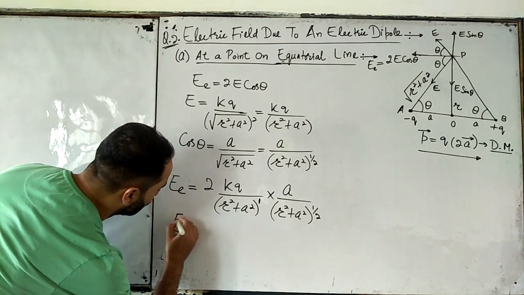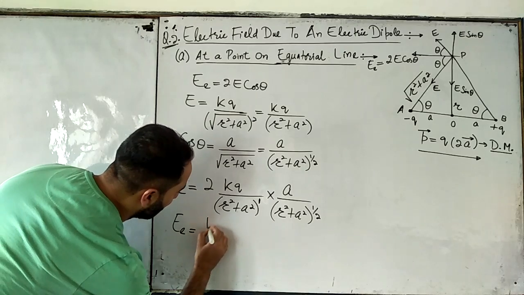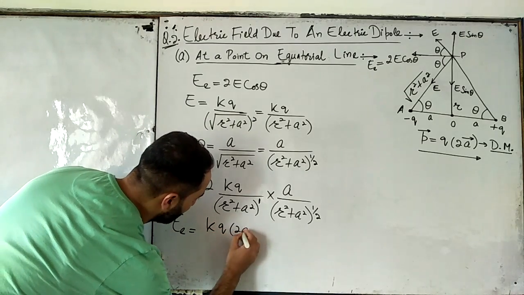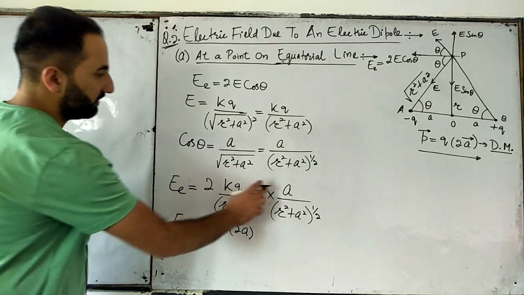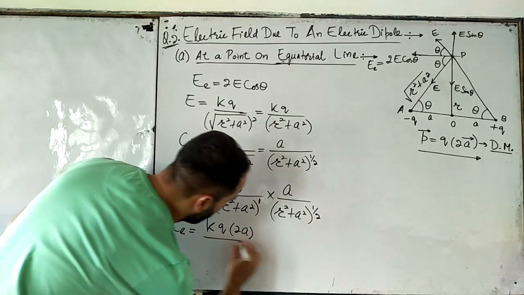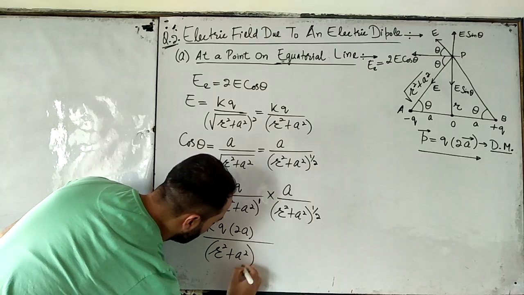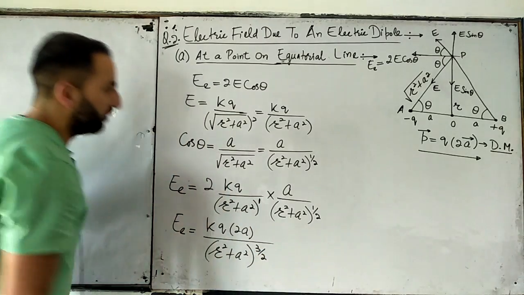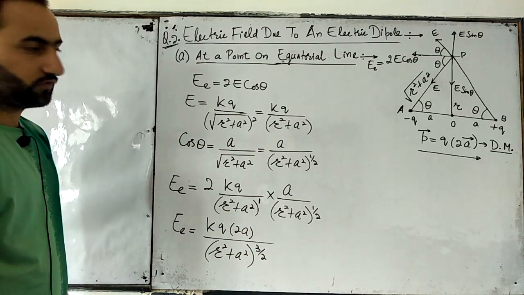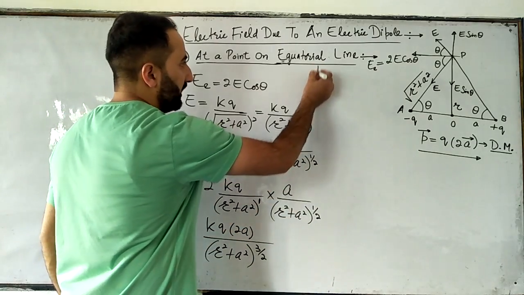So I will write like this: electrostatic field on the equatorial line, K multiplied by Q into twice a. You can have this 2 and this a here, this twice a, divided by r square plus a square raised to the power 3 divided by 2. All right. So this is the electrostatic field on the equatorial line. Let me write it here.